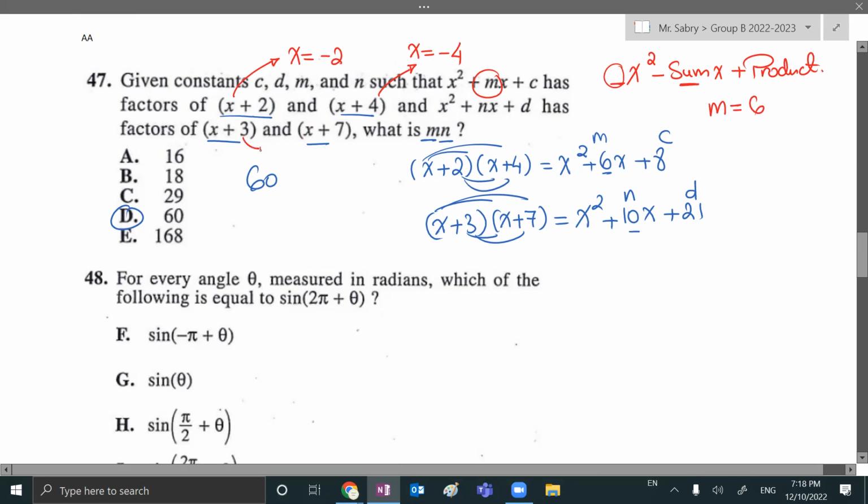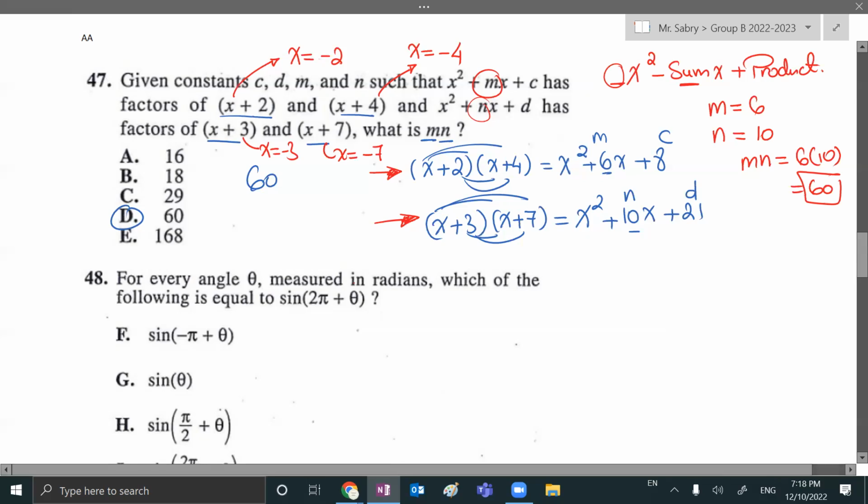And if you check this one, here x will be equal to -3, and x here equals -7. If I need to find the n, which is the sum with the opposite sign, I'll just add them and switch the sign. So that's 10. Now mn must be equal to 6 times 10, which is 60. So 2 ways to do this. One I consider to be a bit faster, which is the one with the sum and the product. And there's another way that's a bit longer, but it guarantees a correct answer without any mistakes, which is where you multiply the brackets.